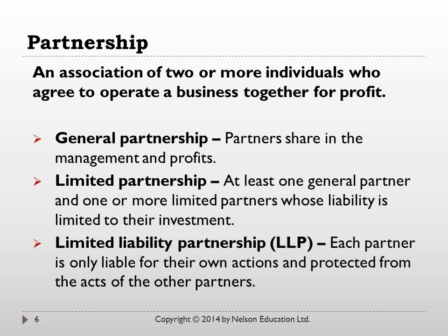In a general partnership, each of the partners fully participates in managing and operating the business together. They make decisions together, and partners share, not necessarily equally, but they will share in both management responsibilities as well as the profits of the business. In a general partnership, each of the partners has full liability for any of the debts or liabilities incurred by the partnership, by each of the other partners as well.